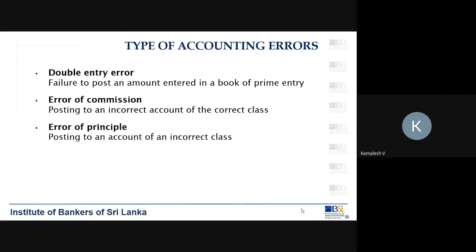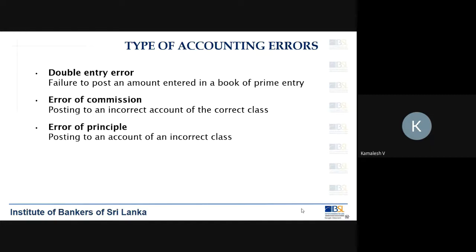Now you see, when you are doing a transaction, you have to perform the transaction to the correct class. If you perform it to the incorrect class, then it is an error of principle. When you select the correct class and put it to the wrong account, that is an error of commission. Candidates get messed up with these two. There is a clear difference. What is error of principle? Where you select the wrong class, like in this case, instead of an expense account, I am selecting an asset account.